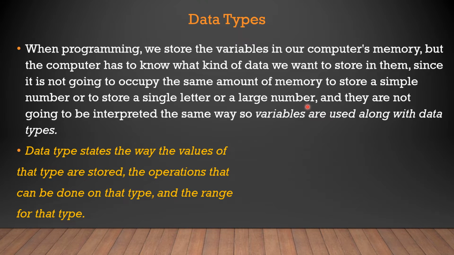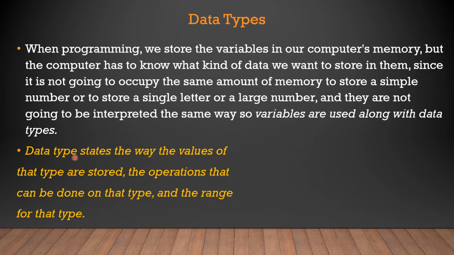So that is why we have to inform the computer what kind of data we are going to store through the variable, and they are not going to be interpreted the same way. Means different data types will be interpreted in different ways. So this is the reason why we use the data types along with variables. Data type states the way the values of that type are stored, the operations that can be done on that type, and the range for that type.